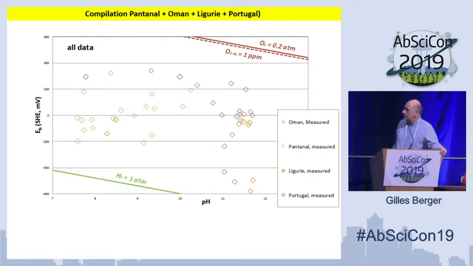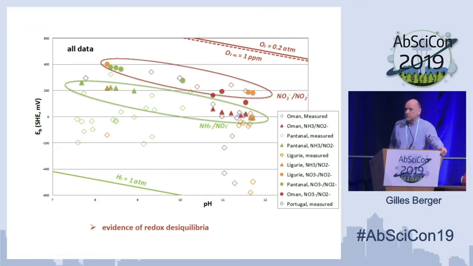I plotted here in an Eh-pH diagram all the measured data, with in red the saturation with hydrogen, and in green and red the saturation with oxygen, and the data are very scattered. But if you use the nitrogen speciation as an Eh probe, here the nitrite-nitrate couple and the nitrate-ammonia couple, the corresponding Eh value fits the highest measured value by a platinum probe.